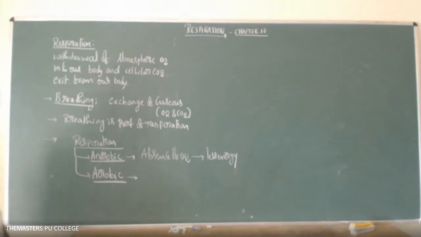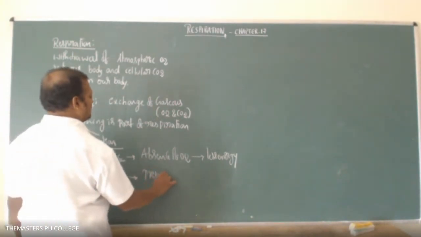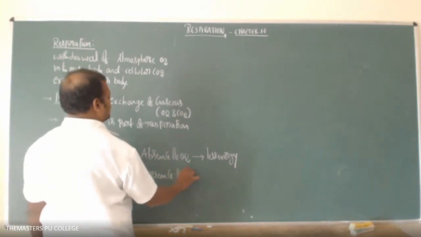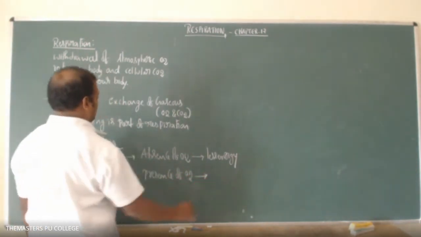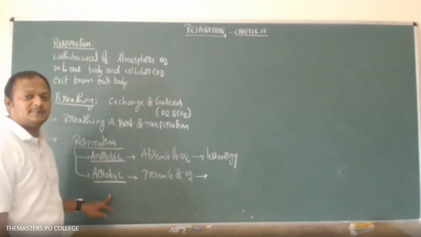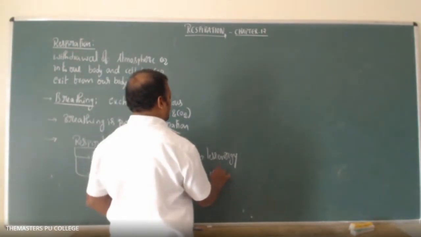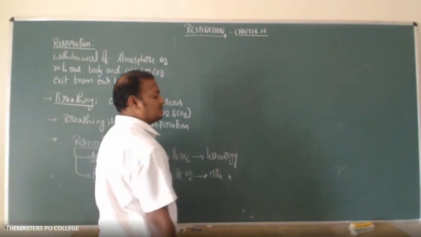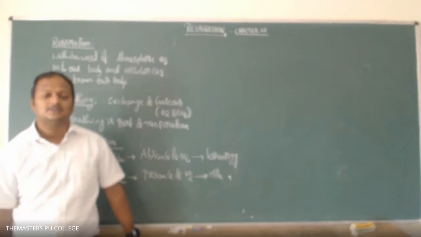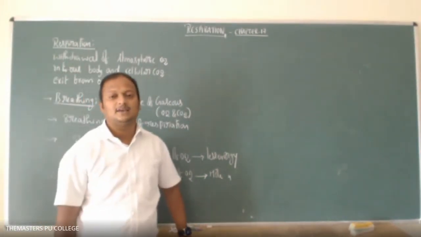So what about aerobic respiration? In the presence of oxygen, sufficient oxygen, the respiration takes place. That type of respiration is called aerobic respiration. So in aerobic respiration, students, more energy is released. Less energy is released in anaerobic, more energy is released in aerobic respiration.